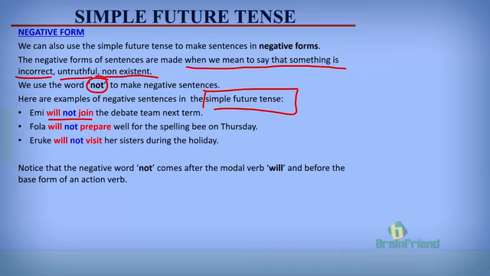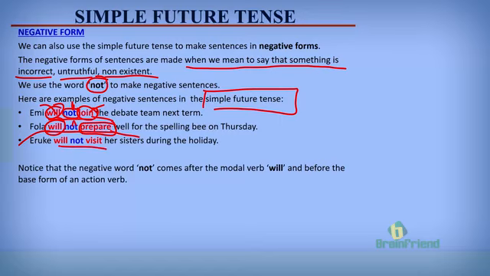Now, remember I said we form the simple future tense with the modal auxiliary verb will and the base form of the verb, that is join in this sense. So here we have will and join. But the only difference is that we find the negative word not occurring between both verbs. The next sentence says, Fola will not prepare well for the spelling bee on Thursday. The same thing happens here. We find the modal auxiliary verb will, we also find the base form of the verb prepare, and the negative word not.